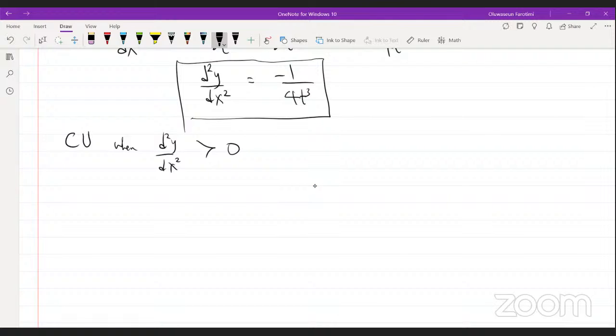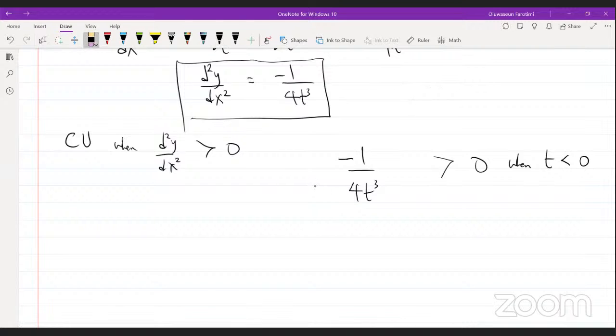Okay, I have negative 1. Let's take a look at this. I need negative 1 over 4t cubed to be positive. What is the condition on t? What happens, guys? This is a negative sign. Ordinarily, negative 1 over 4t cubed is less than 0 for positive t, because of this negative sign. However, I need it to be positive. That means this is bigger than 0 when t is less than 0.